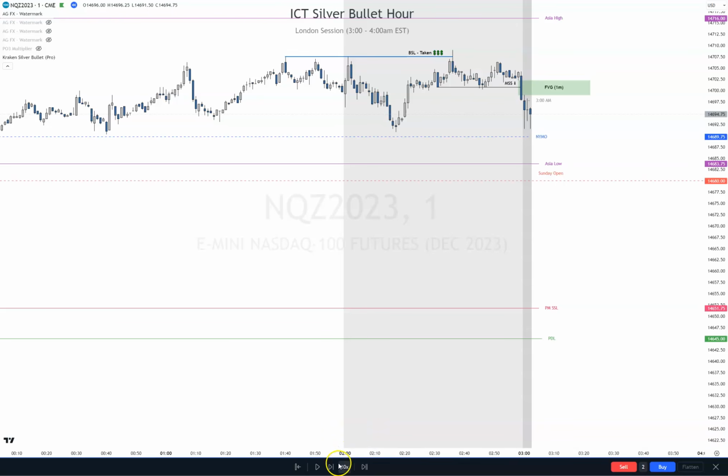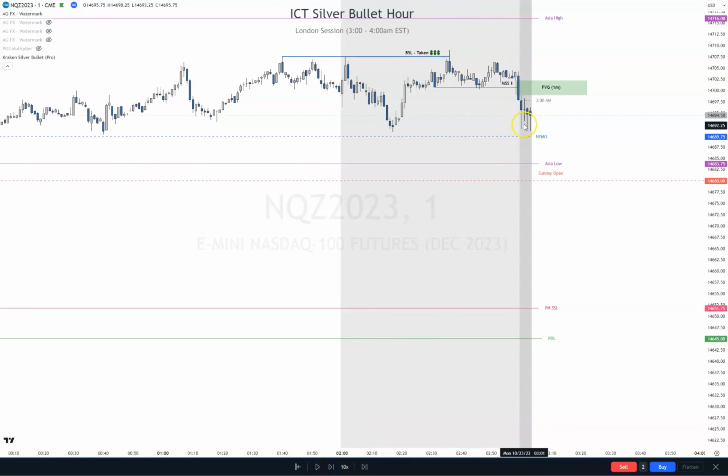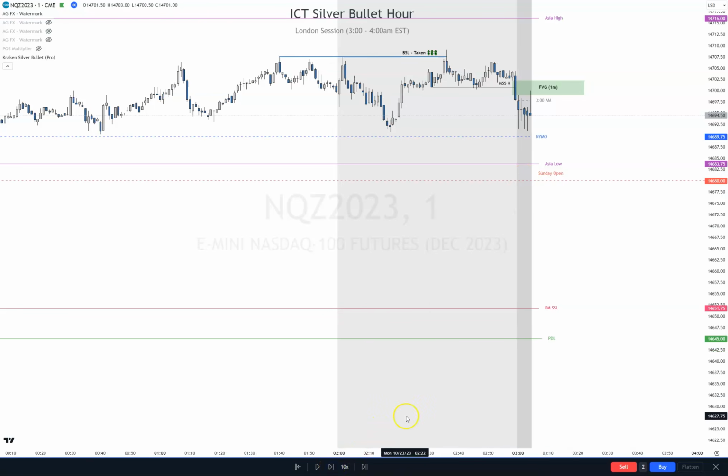I'm not sold on it yet. I want to see how it actually reacts, especially when we're wicking down here. We're failing to take out this low right now. I want to see more reaction. That's how I'm analyzing this right now.